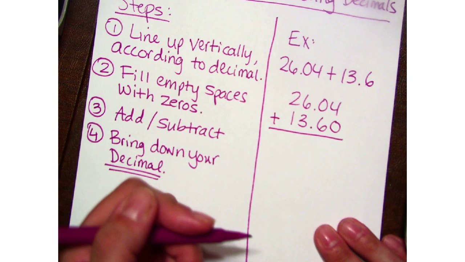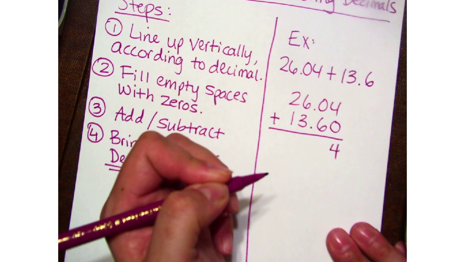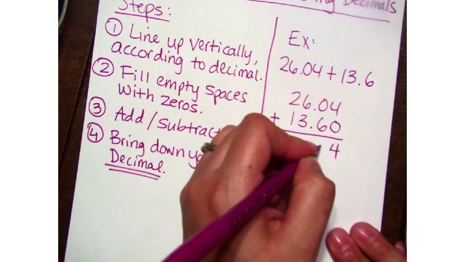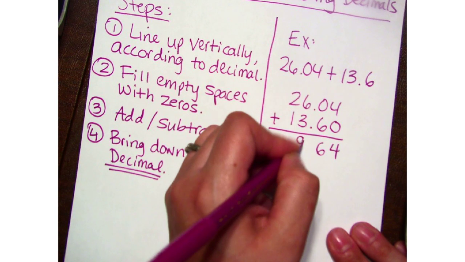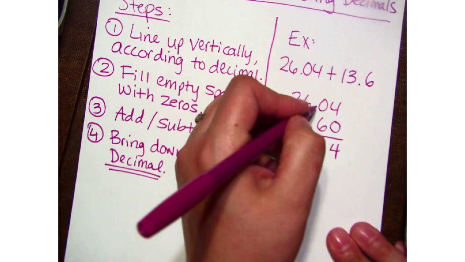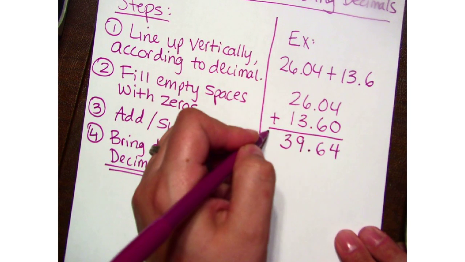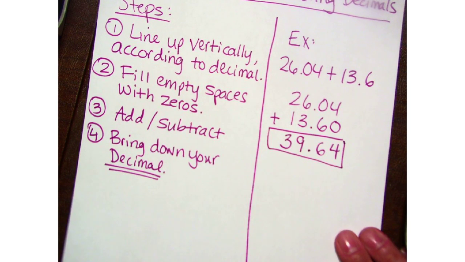Step 3, add or subtract. So this problem's an adding problem, so go right ahead and add. 4 plus 0 is 4, 0 plus 6 equals 6, 6 plus 3 equals 9, 2 plus 1 equals 3. And the last step is bring down your decimal. Your decimal simply goes straight down, and there you go. That is an adding problem done correctly.